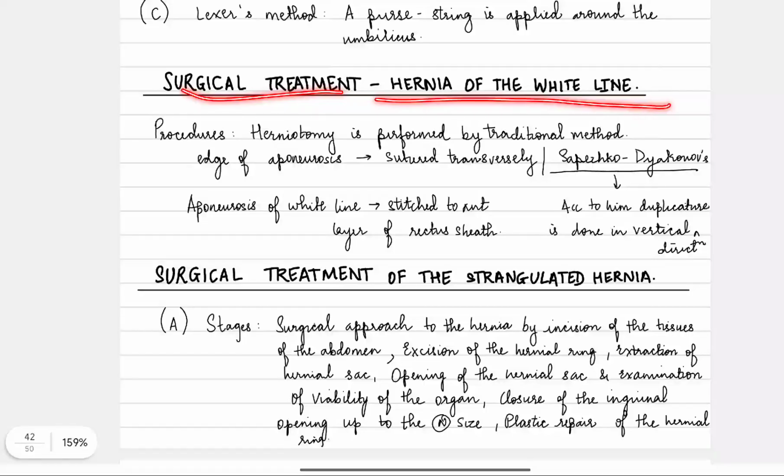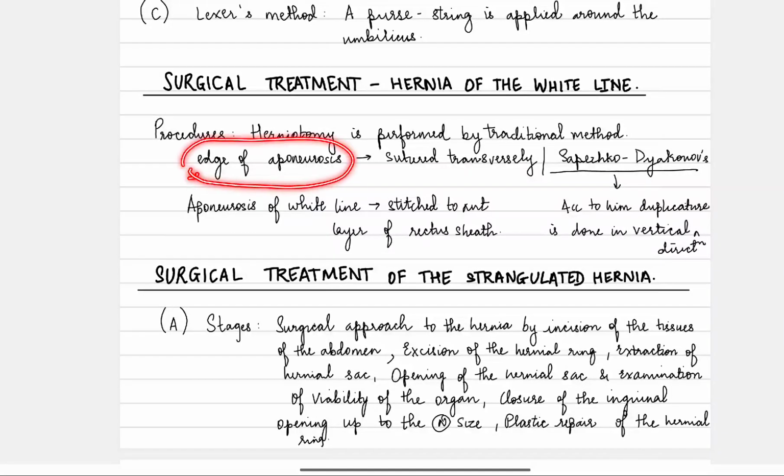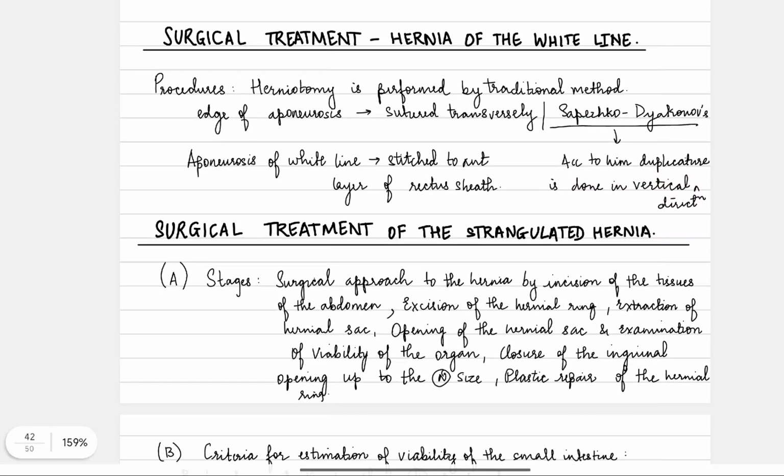Surgical treatment of the hernia of the white line. We need to do herniotomy by the traditional method. Then the edge of the aponeurosis is sutured transversely, or Sapezhko-Diakonov's method is used. According to it, duplication is done in the vertical direction. The aponeurosis of the white line is stitched to the anterior layer of the rectus sheath.